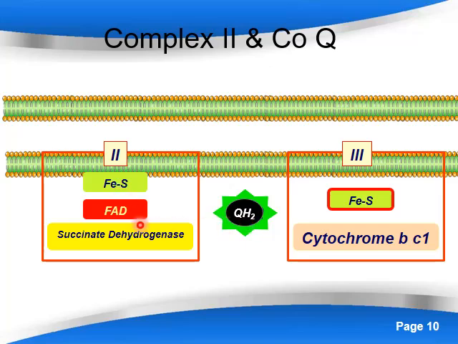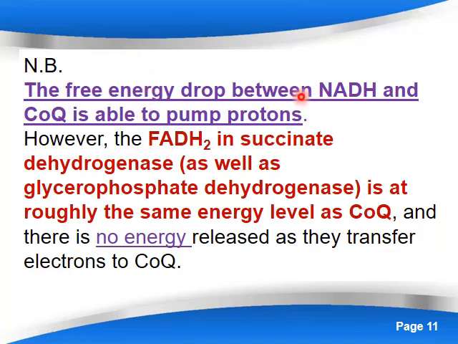Unfortunately, the redox potential for passing hydrogen from FADH2 to Q forming QH2 does not produce enough energy. So no proton is pumped here across the inner mitochondrial membrane. This is a low level of energy, and it can't be used to pump protons. The free energy drop from NADH to CoQ, as we said, is enough to pump protons across the inner mitochondrial membrane.